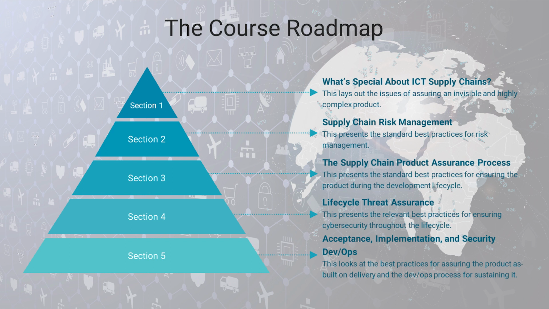And last but not least, we're going to look specifically at that part of the process that extends after acceptance, meaning what are the issues that have to be addressed when you're talking about supply chain risk assurance after the product has actually arrived and has been implemented. The DevOps process is the means by which any piece of software, any technical product is maintained and secured.